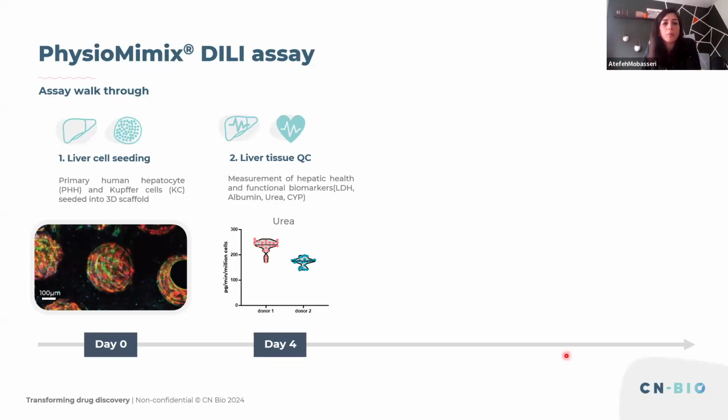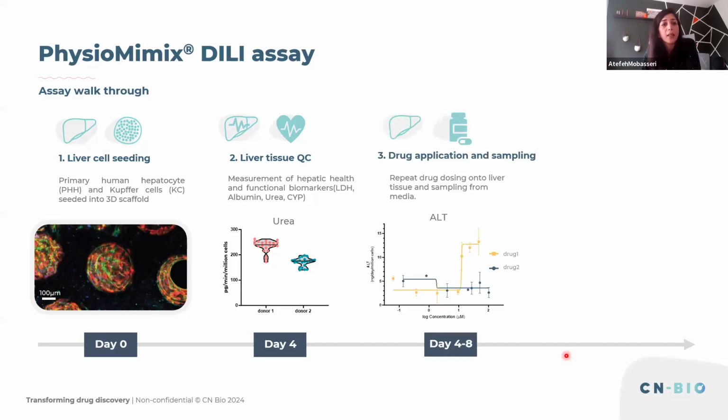We measure the health of this culture by looking at the functionality and also the metabolic activity. Usually we look at LDH, albumin, urea, and CYP. When we make sure that the cells are healthy and happy, then we can introduce the drug into the system. The beauty of the system is that we can do repeated dosing. We have the flexibility of repeated dosing and repeated sampling during the experiment.